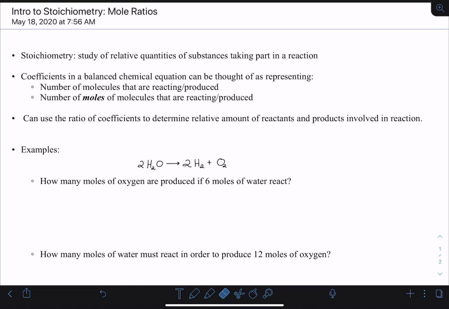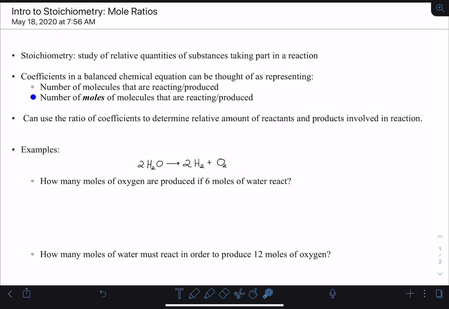So what stoichiometry does is use the coefficients in a balanced chemical equation in a new way. You've seen and balanced chemical reactions before, and you have likely been thinking of them as the number of molecules that are reacting and the number of molecules that are produced. But now that we've introduced the concept of the mole, the way that chemists count things, if your coefficients represent the number of molecules, since a mole is just a constant number of things, it can also represent the number of moles of molecules that are reacting or produced.